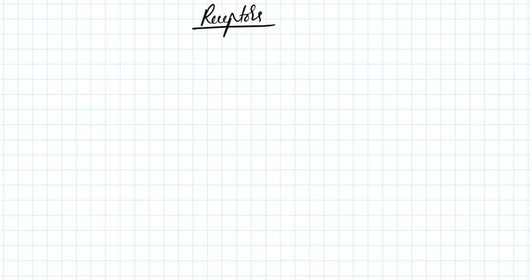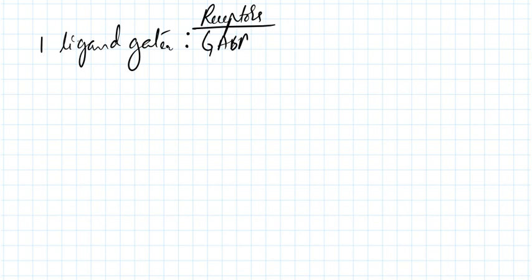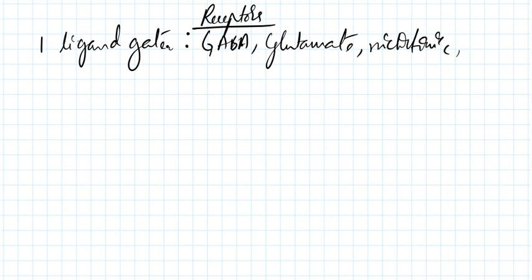Right? So first one is ligand gated. Ligand gated receptors. Examples, what are those? GABA. Next, glutamate. Next, nicotinic. Next, what is the final one? GABA, glutamate, nicotinic and 5-HT3, 5-hydroxytryptamine. Now second one, if you ask me, these are actually two types.